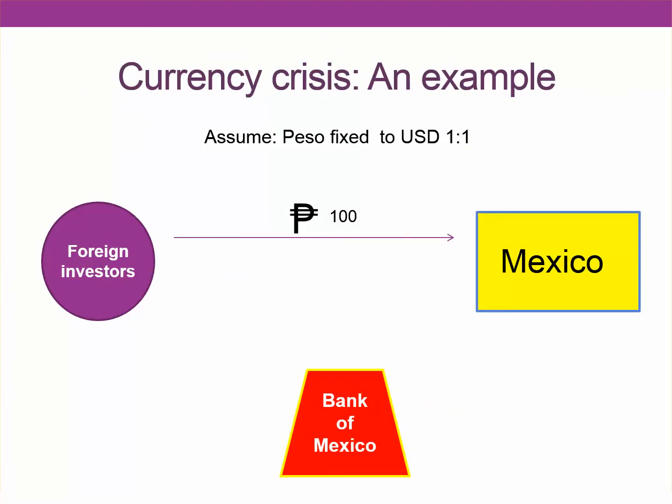The problem, of course, is that even today we know that the peso is fixed at 1 to 1. The fear is that the peso could be devalued, let's say to 2 to 1. Now the Mexican peso is half as valuable as it was before. It takes 2 to buy $1.